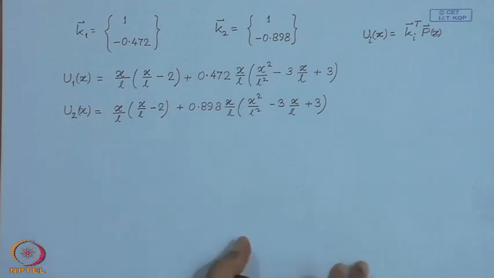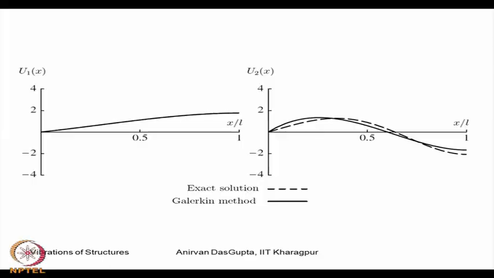Now, here we can see a comparison of these eigenfunctions with the exact solution that we had obtained previously. So, as you can see, within the accuracy of the plot, the fundamental eigenfunction solved from the Galerkin method is indistinguishable from the exact solution.